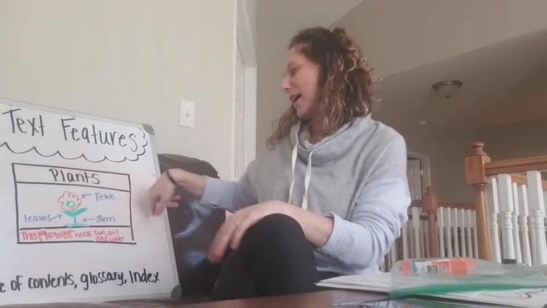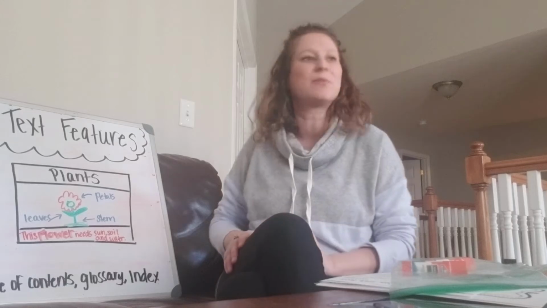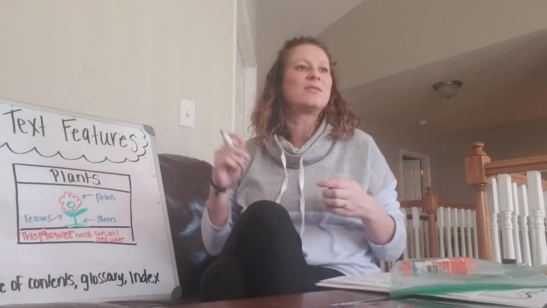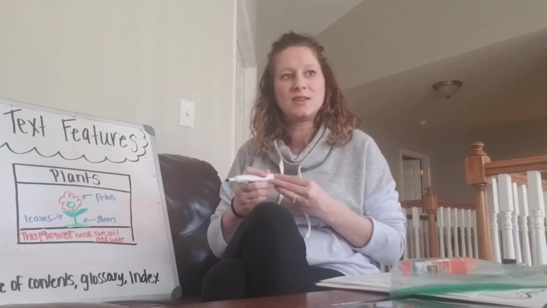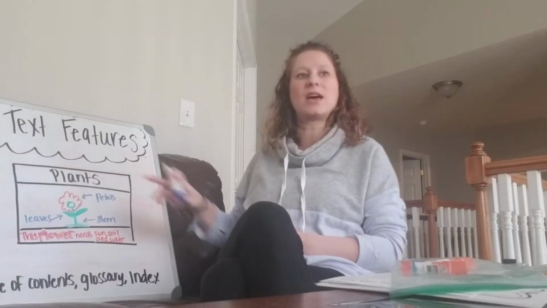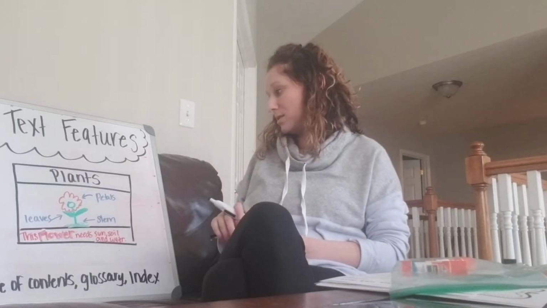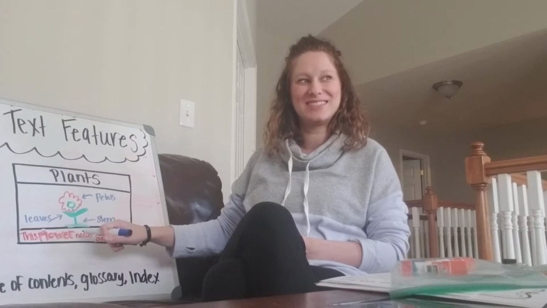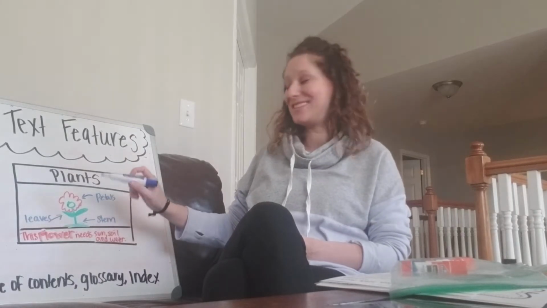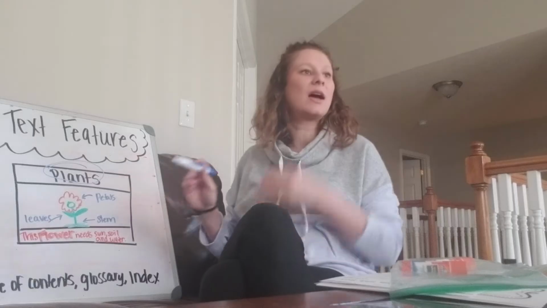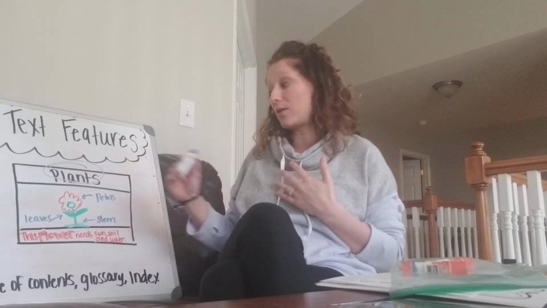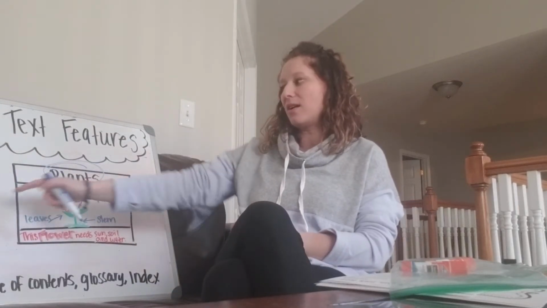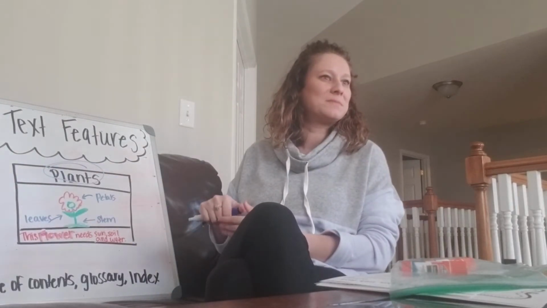So first, I drew us a little picture here with a plant, just a quick little picture. So I thought we could go through, where's the heading? Which is the heading, Ethan? Out of this picture, where is the heading? This flower needs sun, soil, and water. Headings are at the top, and they tell us what we're going to be reading about. Here, what is a diagram?